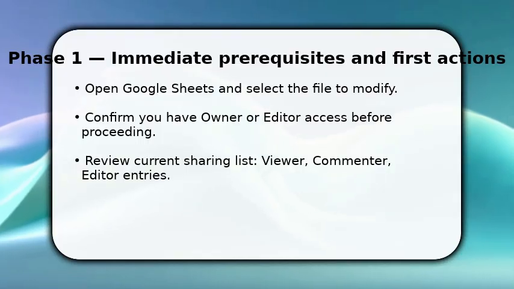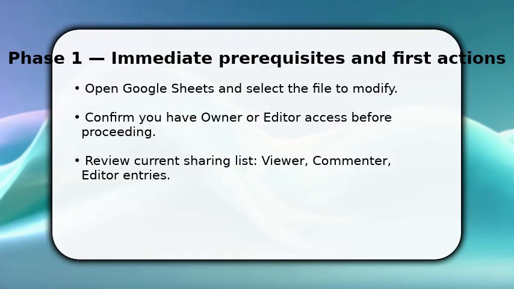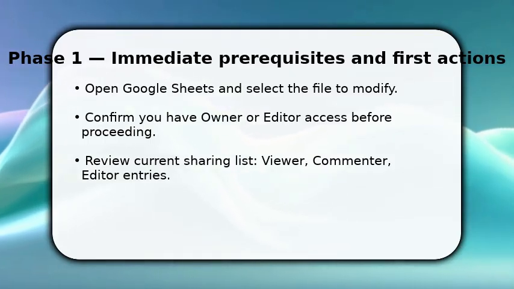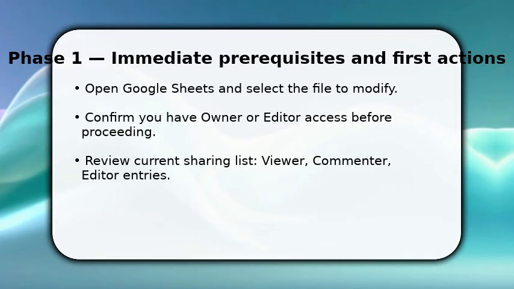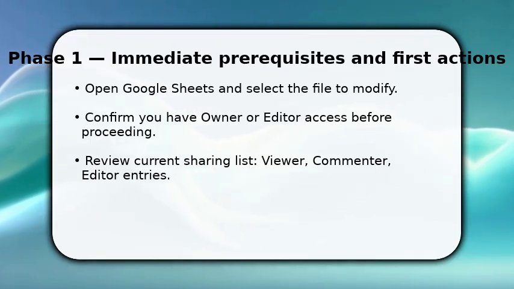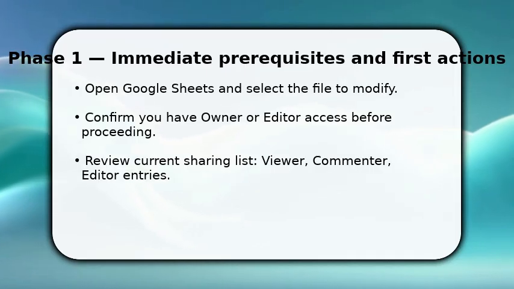You start by opening the Google Sheet you want to stop sharing. Make sure you are owner or have editor rights, otherwise you can't change sharing. Next, click Share to reveal the full list of people and link settings. That shows who currently has viewer, commenter, or editor access.